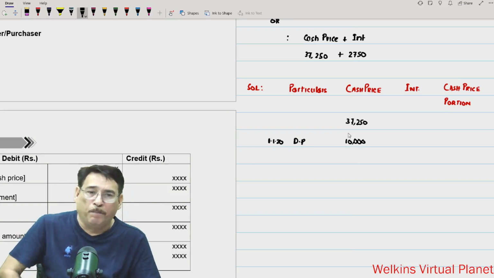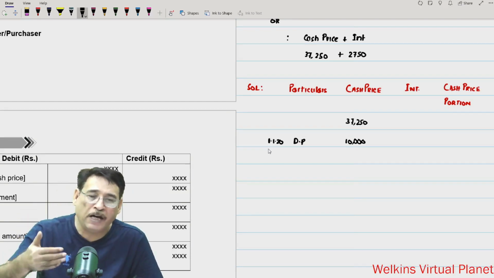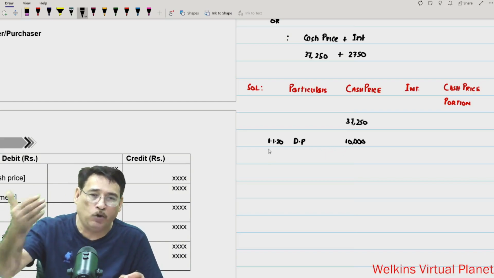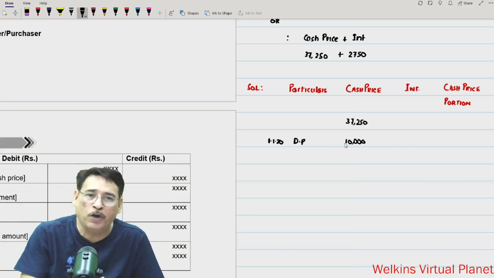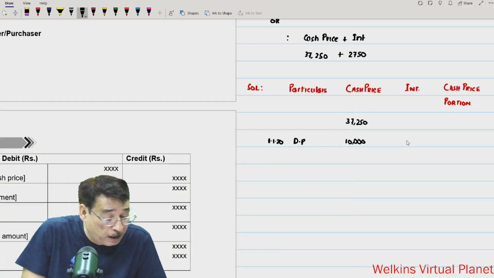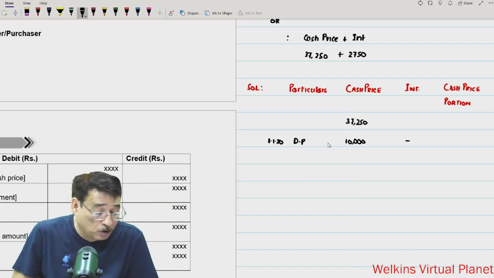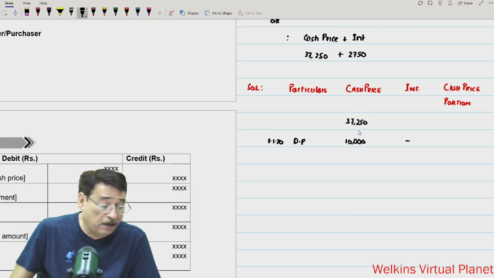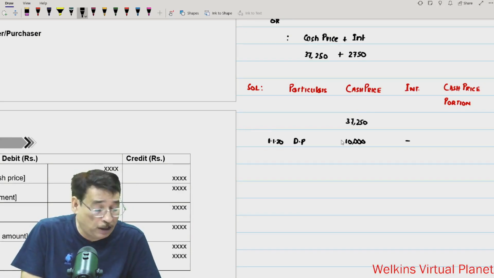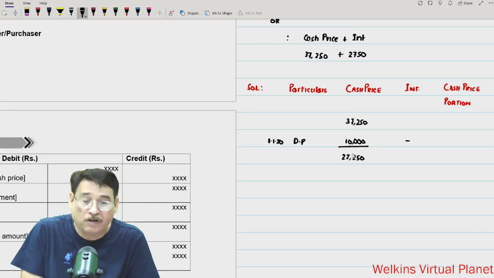Correct? Because whatever payment you are going to make on the date of agreement, that means the day on which you acquired this asset, that means this amount we are paying against this price only. That means down payment will never ever contain any interest element. Is it clear to you or not? So in this case, I will write here cash price. I will subtract 10,000. Then I will be left with 27,250. Is it clear to you or not?